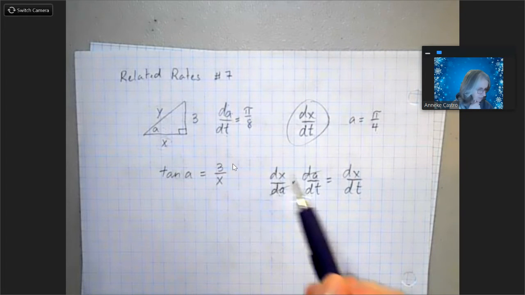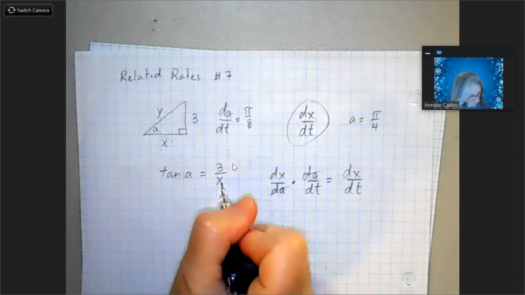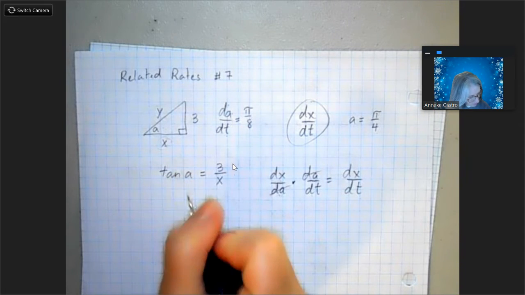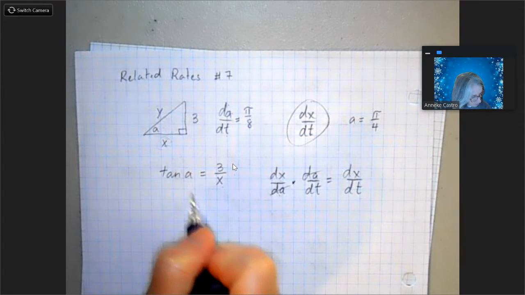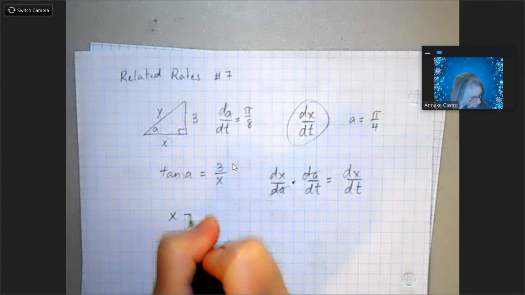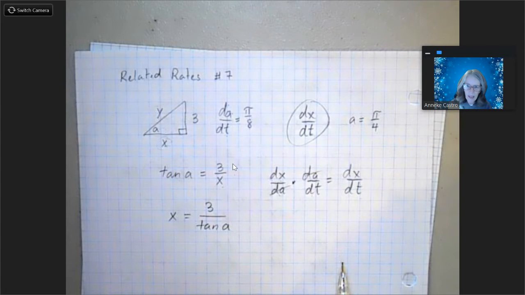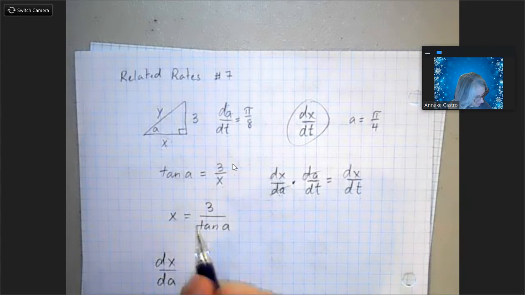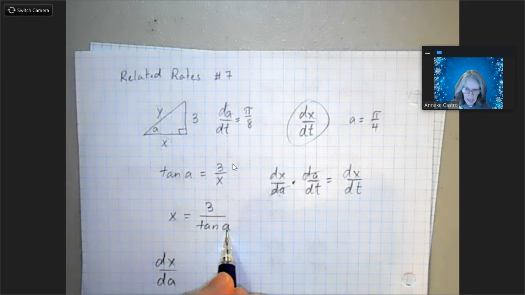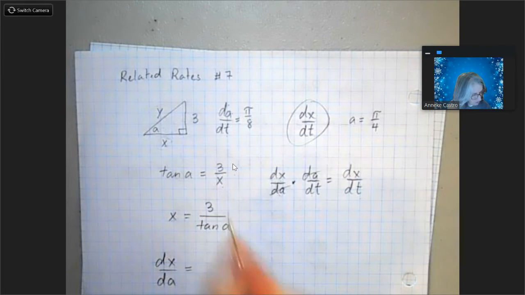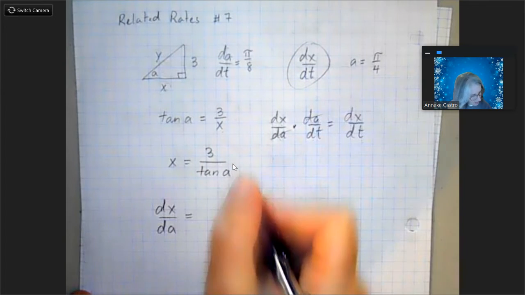But I want to solve it for x, because see, x is on the top. So I'm going to multiply both sides of the equation by x. So the x is going to come up here. And then I'm going to divide both sides of the equation by tan a. So I'm going to end up with x equals 3 over tan a. I hope you don't mind that I went ahead and switched those rather than showing every single step. Okay, now I can take the derivative of this. It's going to be dx dA. I'm taking the derivative of x with respect to a. So now this is kind of a doozy to take the derivative of. I don't like having fractions.